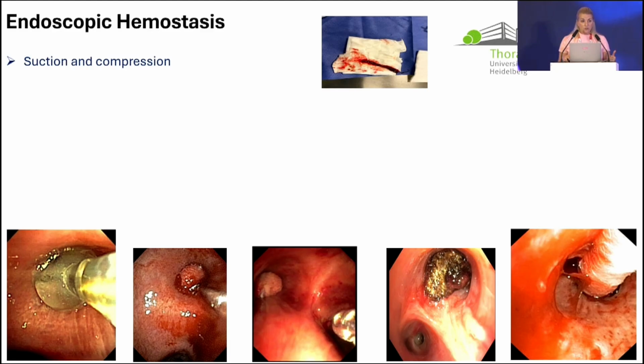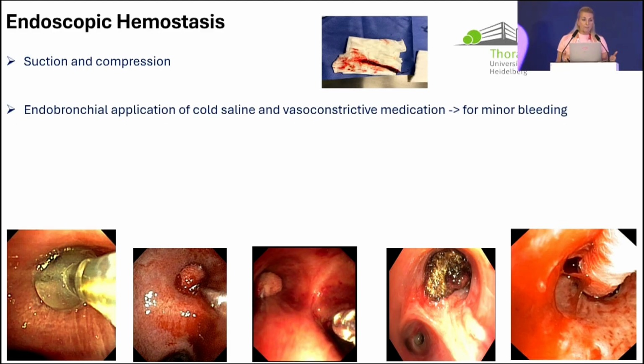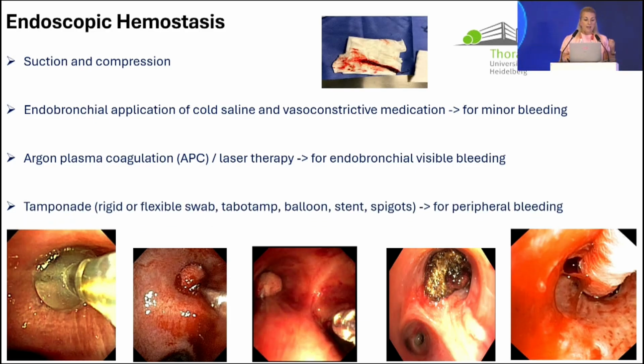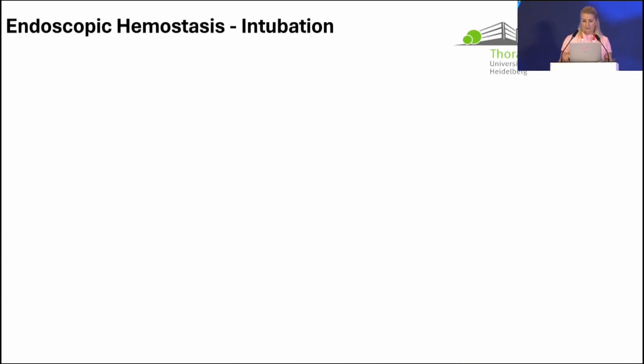Suction and compression, endobronchial application of cold saline. This works really, really good, but also other vasoconstrictive medication for more minor bleedings and not in a massive bleeding. APC, laser can coagulate really nice if we see an endobronchial visible bleeding. And a tamponade, rigid or a flexible scope, balloon, stent, the spigots. There are many tools that we have in order to stop peripheral bleedings.